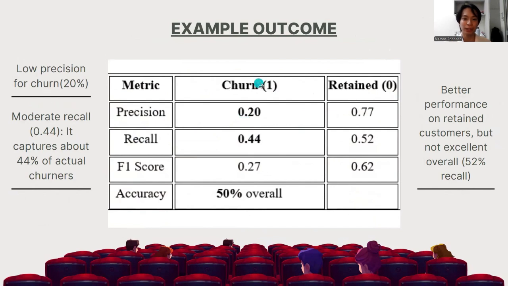In this case, only 20% of the predicted churners are actually churners, while only 44% of the total churners were captured by this model. Next is the retained, which is captured as 77% of the predicted retained customers are actually retained, which means this model is very good at capturing retained customers, albeit only 52% of the total retained customers are captured.